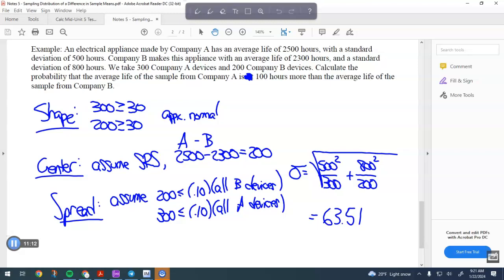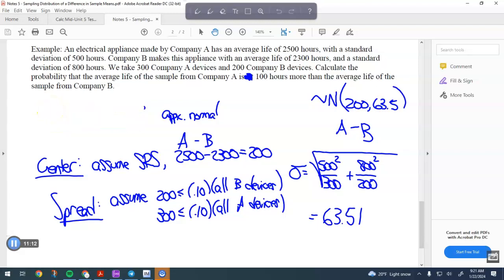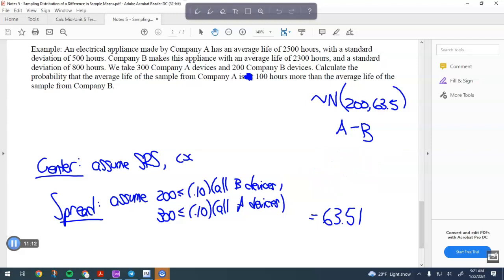So I've got approximately normal, 200, and then 63.5. And I did A minus B. And you could do B minus A. If anyone did B minus A, everything's still going to apply. And you'll still end up with the same answer.